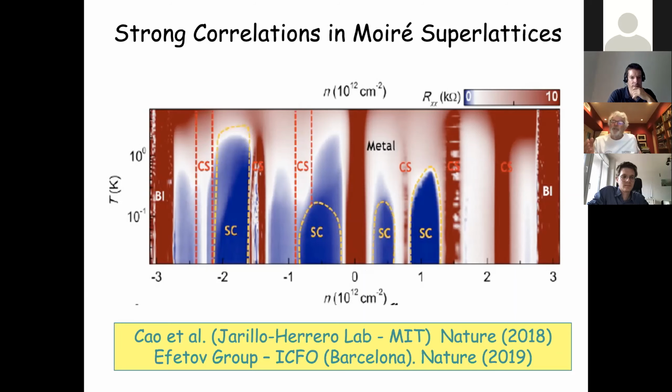And each of those bands has a valley degeneracy I was referring to before, plus spin degeneracy. So there are actually 8 flat bands. Most of the time there are insulating states at integer fillings of these 8 flat bands. And superconductivity is common all over the place.